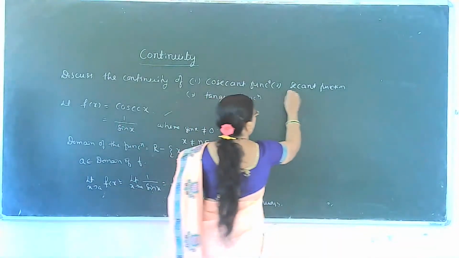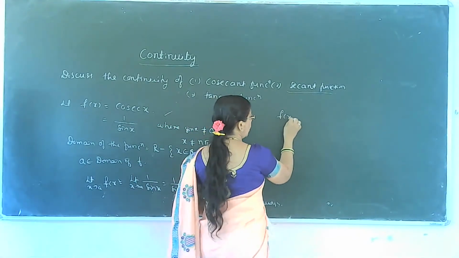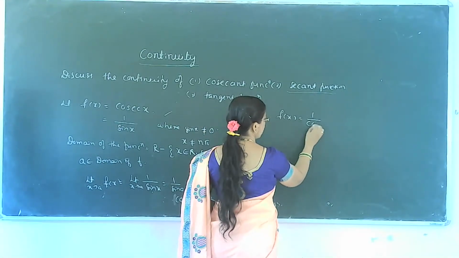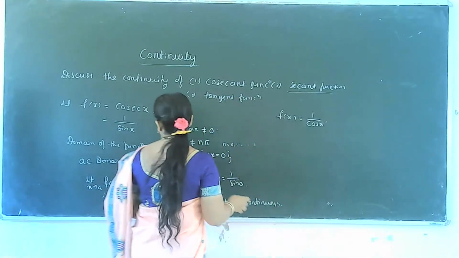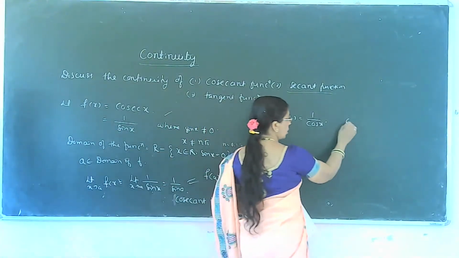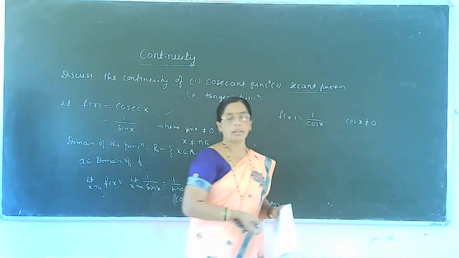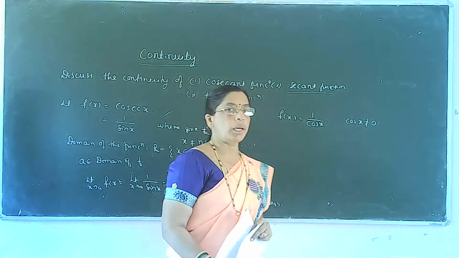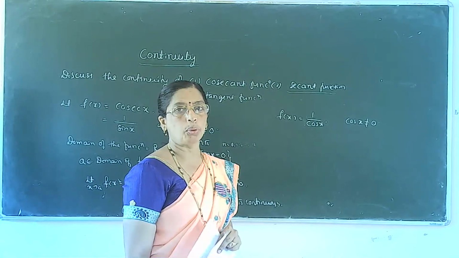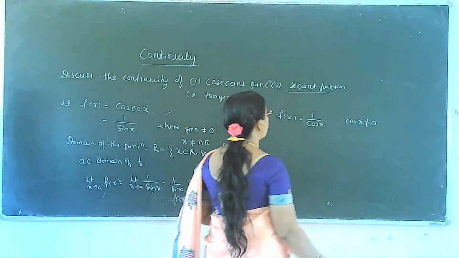In the same way, we can find the second function. Here f of x equal to 1 by cos x, where cos x is not equal to 0. Where cos x is 0, the x values are pi by 2, 3 pi by 2 or 5 pi by 2. In these cases, cos x becomes 0.